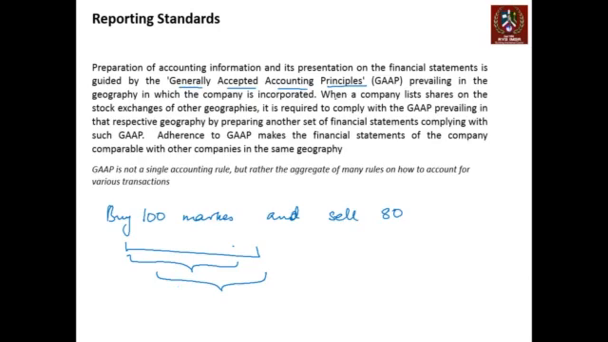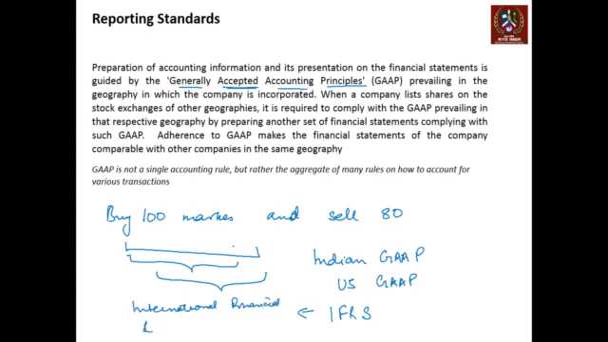So it is necessary to have a certain set of principles that are generally accepted by everyone, and typically it's prevalent on the geography in which the company is incorporated. So for example, in India we have what is called Indian GAAP. In the US we have something called US GAAP. And now, because of discrepancies in these as well, we have something called IFRS coming in, which is called International Financial Reporting Standards, right?